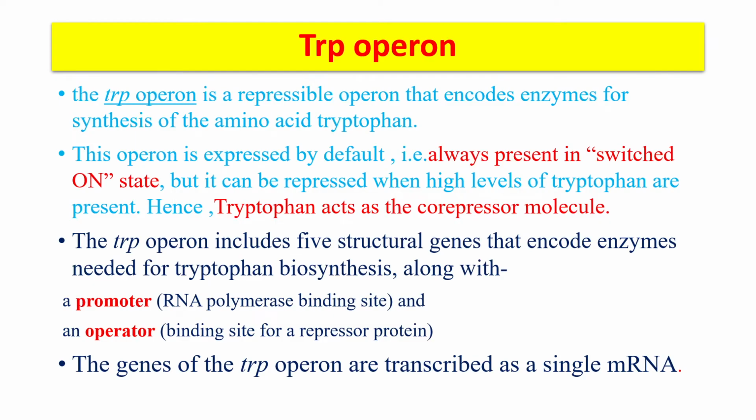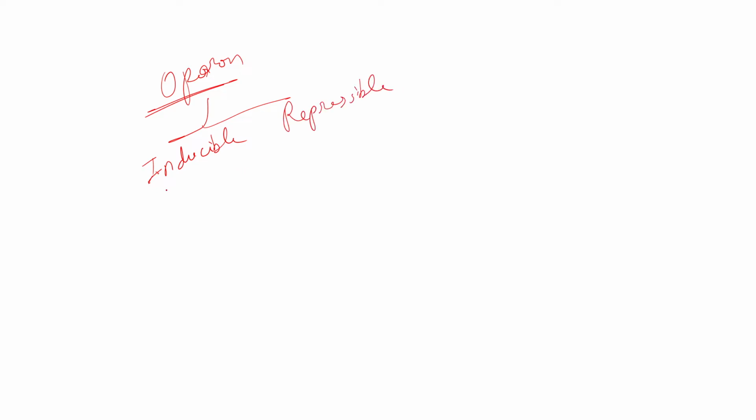So, tryptophan operon. Before going into the tryptophan operon, I'm giving a brief introduction to what we learned about the operon. As we know, operon is of two types. What are the two types? One is inducible operon, and the second one is repressible operon. The example of inducible operon is our lac operon, which I taught in the previous video, and the example of repressible operon is our trp operon, or tryptophan operon, which we will learn in today's video.